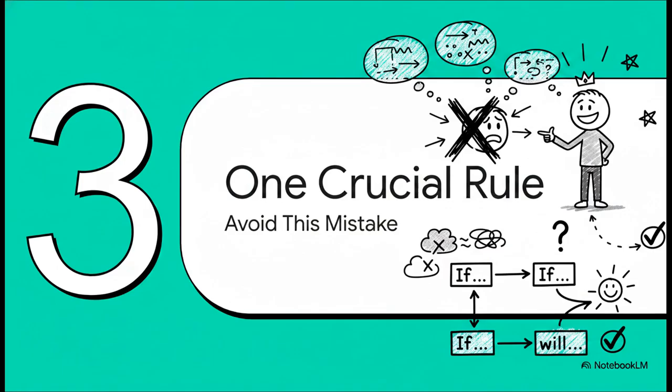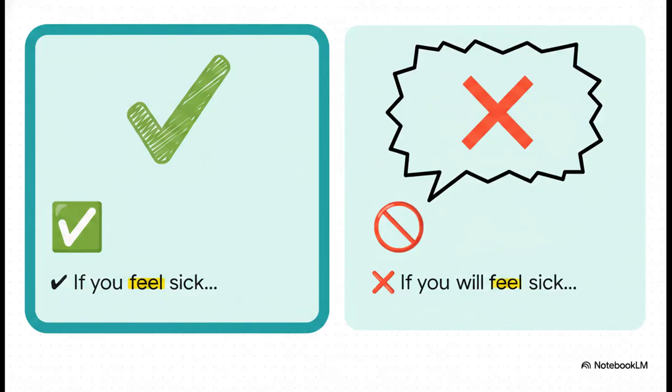Okay, you're getting the hang of this pattern, I can tell. But there is one super common mistake that a lot of people make, and we need to make sure you avoid it. Getting this one little detail right makes all the difference. So here it is, the number one rule. You never, and I mean never, use will in the if part of the sentence. It's always if you feel sick, not if you will feel sick. The if part of the sentence has to stay in the present tense. Just burn that into your brain.